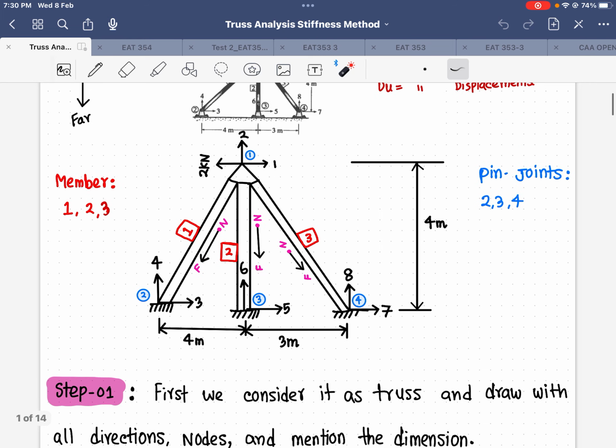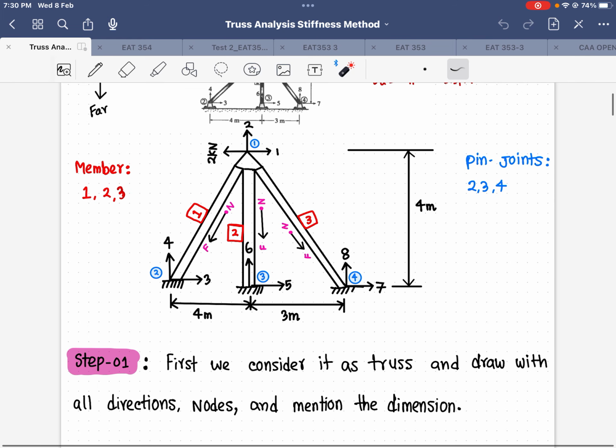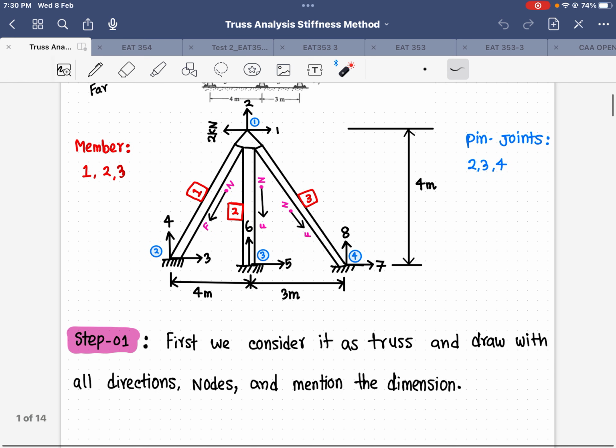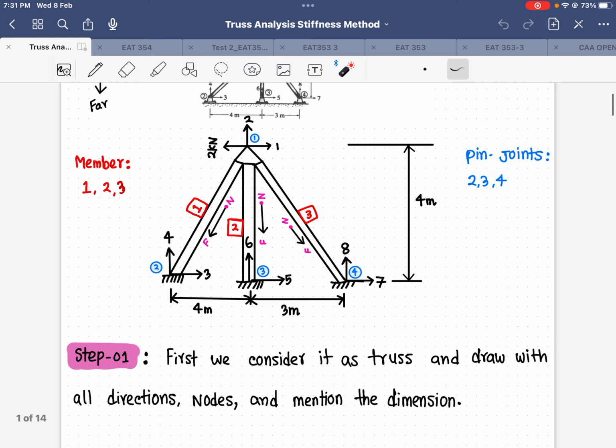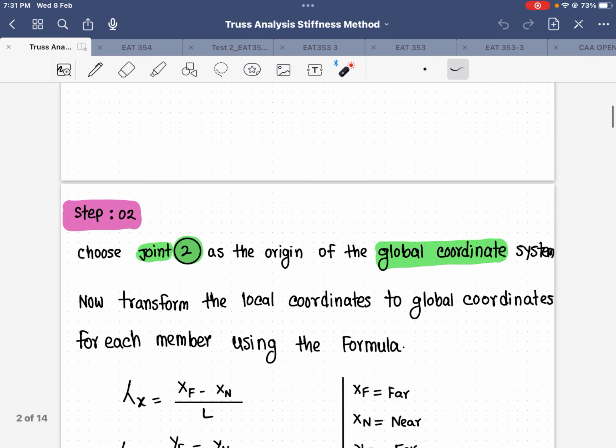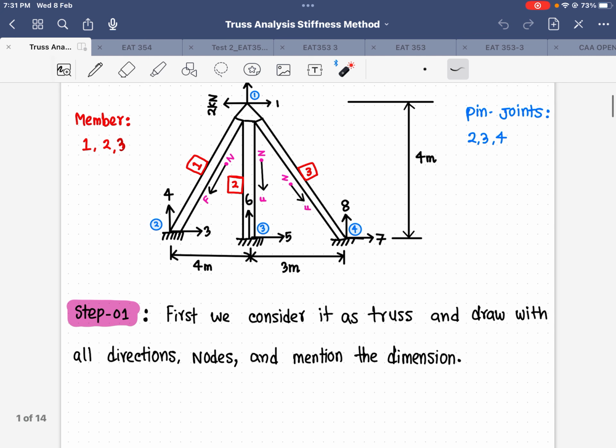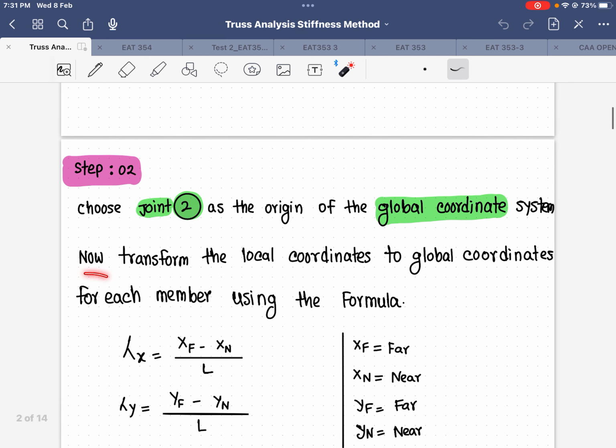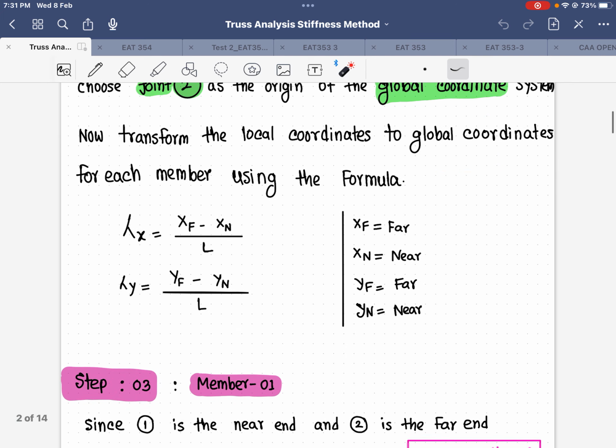For my first step I'm going to consider this truss, and I already drew all the direction nodes and mentioned all the dimensions here. Now we will choose the second joint as the origin of the global coordinates. So this is our origin, this second joint. Now we have to transfer the local coordinates to the global coordinates. There is a formula for that, so now I am going to use the formula.